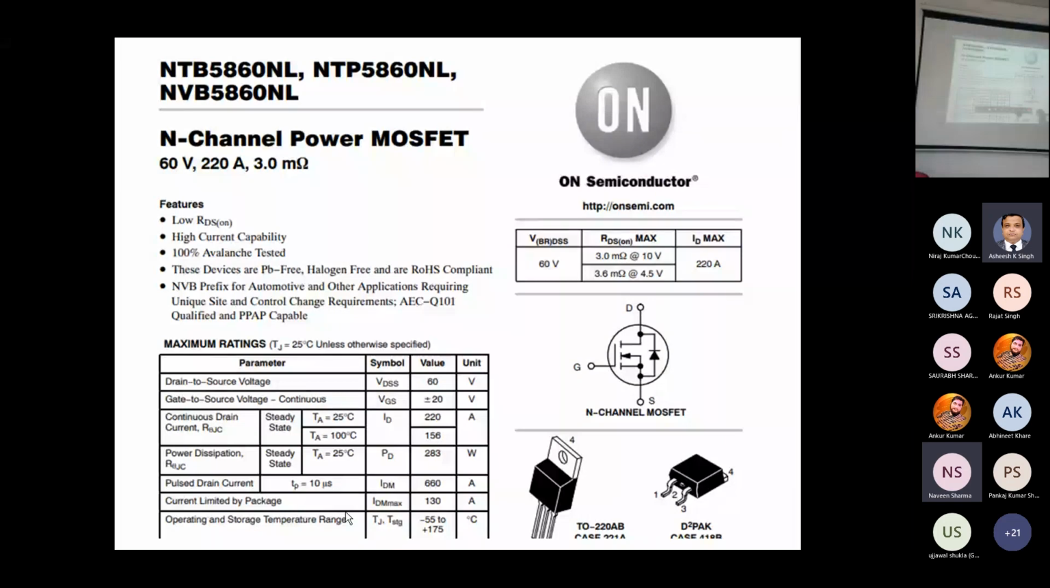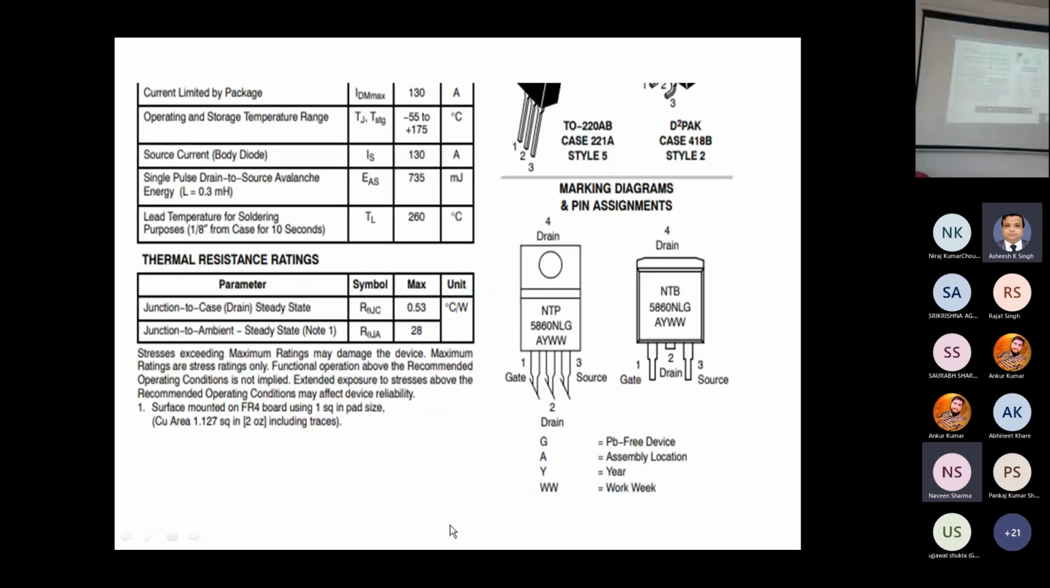So current limited by package, that is 130 ampere, we can provide according to the package. And for operating temperature range, here we can see that it can work from minus 55 to 175 degrees centigrade. However, we generally don't keep our devices in these higher ranges.